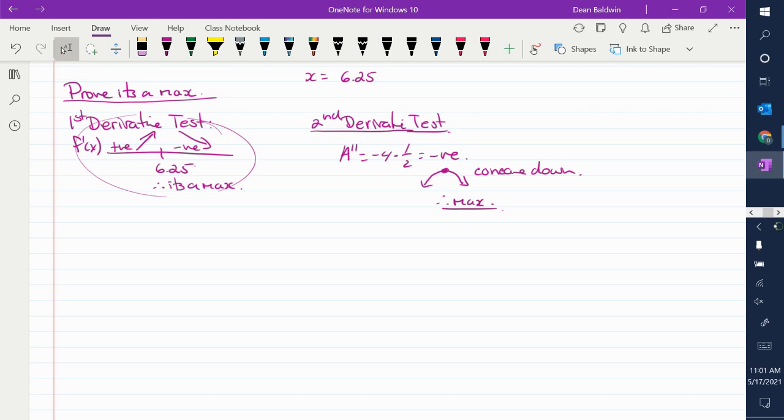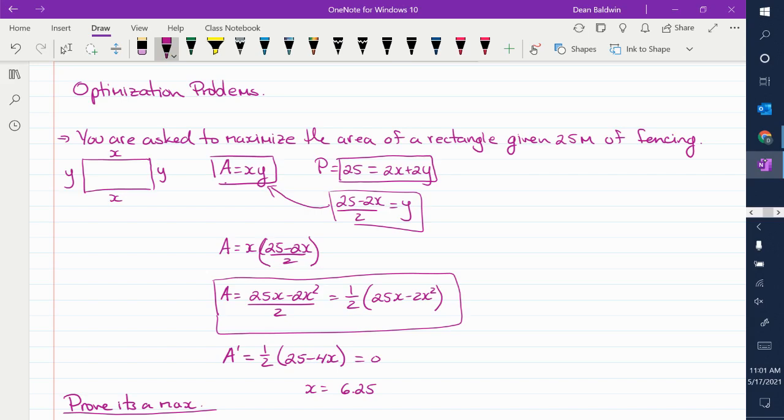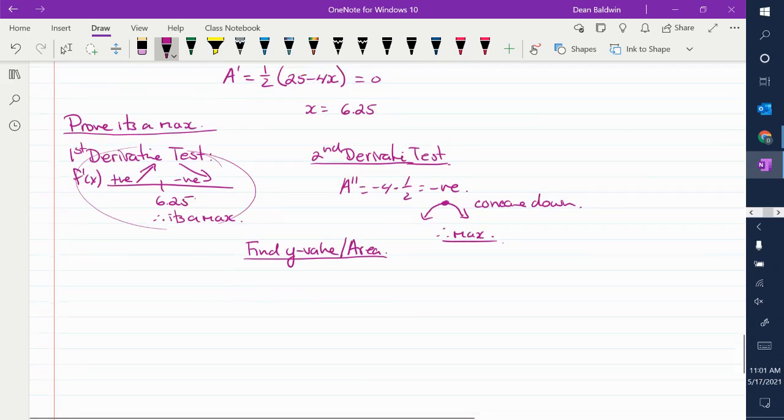We've got to find the y value. Find the y value and the area. So if we look back up here, we can use this equation. y is equal to 25 minus 2x over 2.